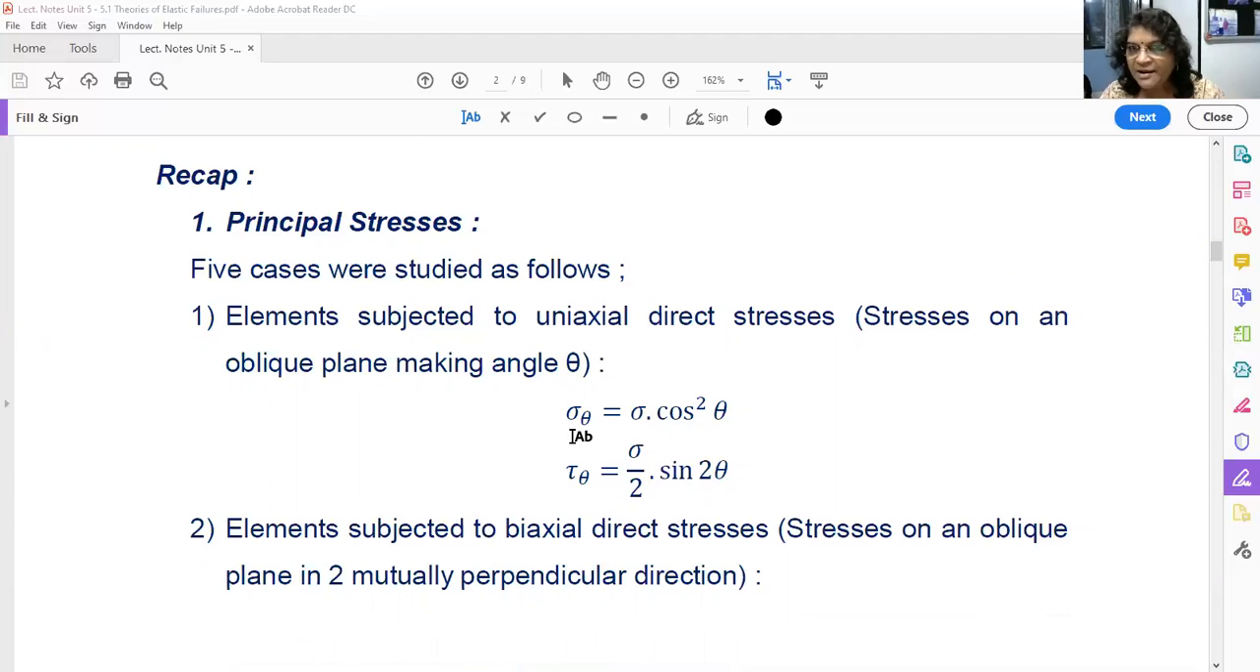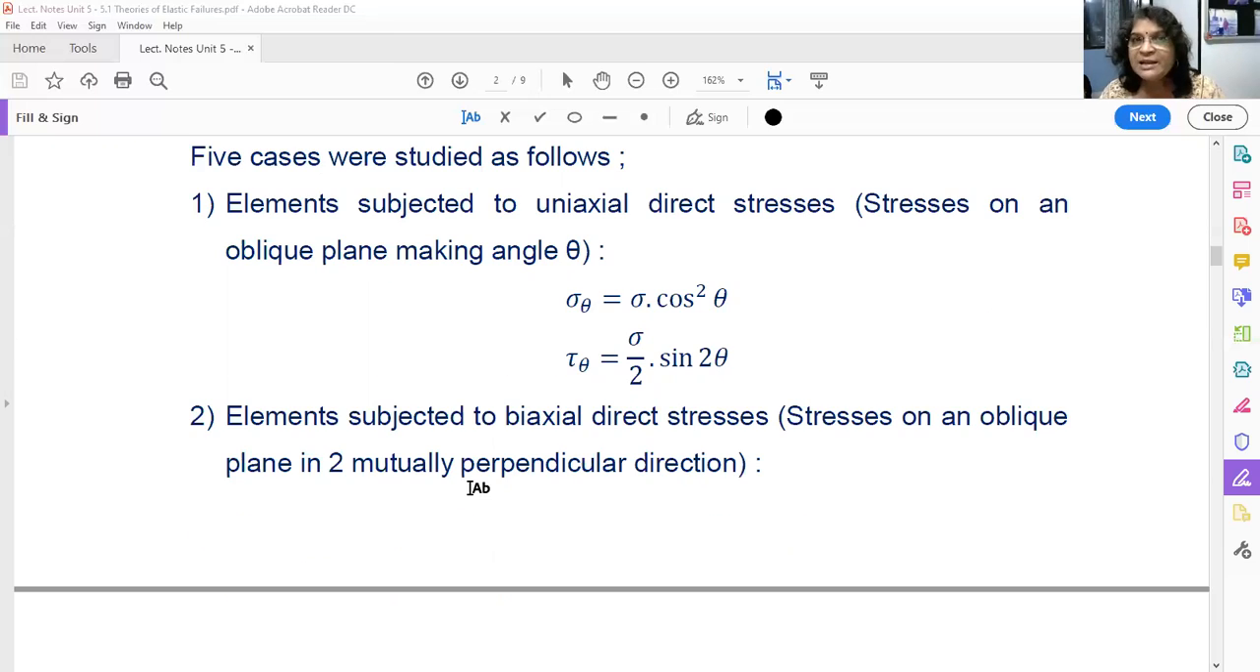where theta is the angle made by the plane on which we want to find the stresses with either the horizontal axis or vertical axis. So we call it sigma theta or tau theta. Sigma theta is equal to sigma into cos square theta and tau theta is equal to sigma by 2 sin 2 theta. What is sigma? If this is a tensile stress, as you have learned in unit number 1, this is sigma. Then at an inclined plane, which is making angle theta with the vertical axis, the stresses induced are normal stress, that is sigma theta, and shear stress, that is tau theta.